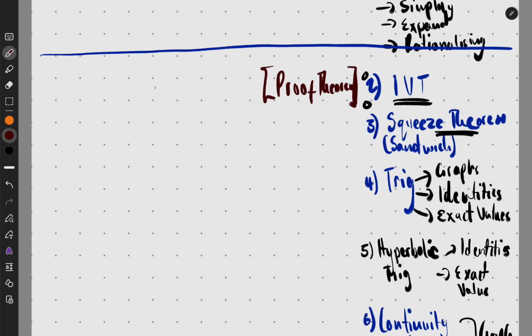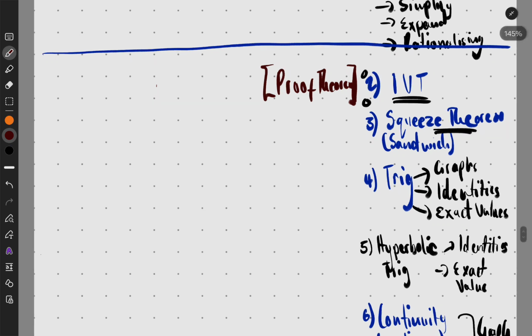because for intermediate value theorem, you are proving that there is a solution. For squeeze theorem, you are finding a limit which is also in between, which you can't solve directly. So you will be proving that there is one on the left, one on the right, and then whatever. Let's start with the intermediate.